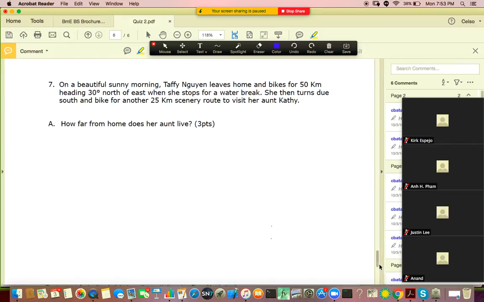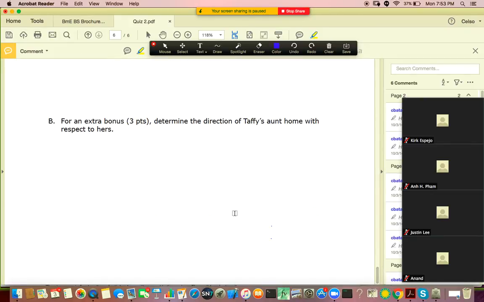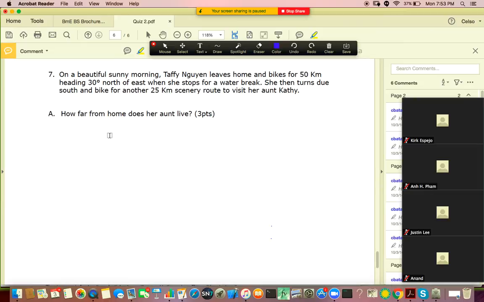It's funny, I can't move. Oh, now I can. For an extra bonus, determine the direction of Taffy's aunt's home with respect to her. Well, it's 0. It's due east, right? So the size of the vector is 50 cosine of 30, and she is due east exactly, or in the x direction. That's how you would do it.